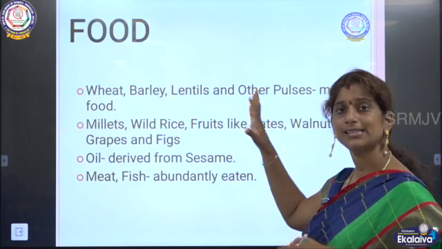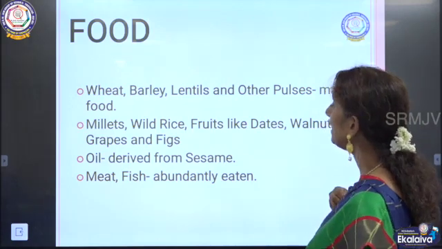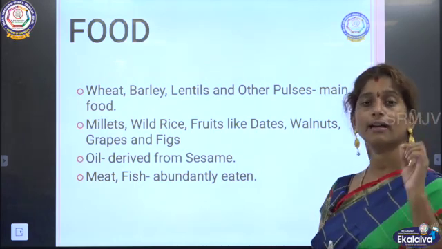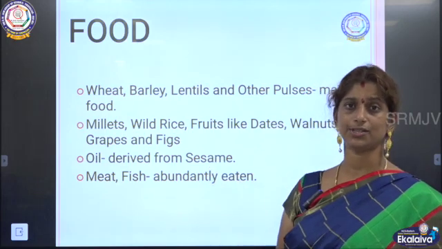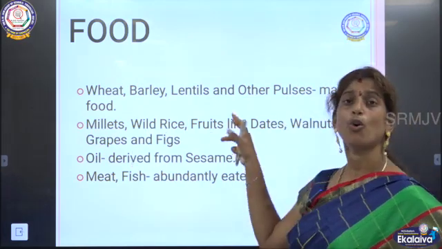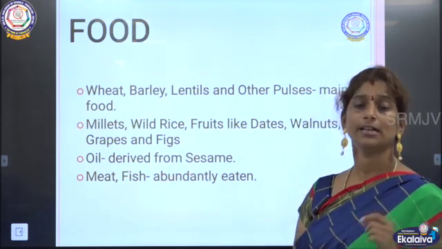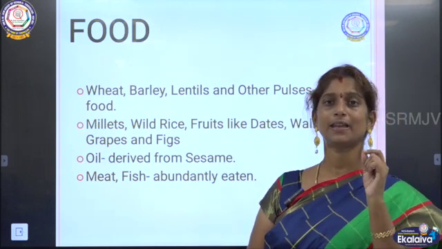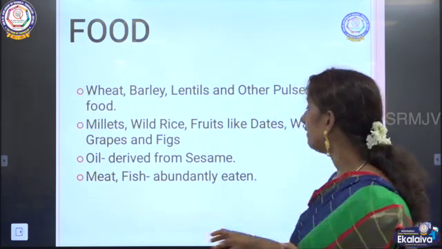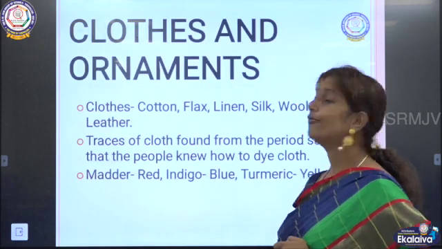These crops started existing from the new stone age itself. And then millets, wild rice, fruits like dates, walnuts, grapes and figs were their other food. So during this Harappan civilization, new crops came up like millets, wild rice and dates, walnuts. All the dry fruits also began to be used at this period. And here the oil was derived from sesame. Sesame is nothing but what we call yellu. The oil was derived from sesame, and of course, they were eating meat and fish also. All these put together were their food habits, right.